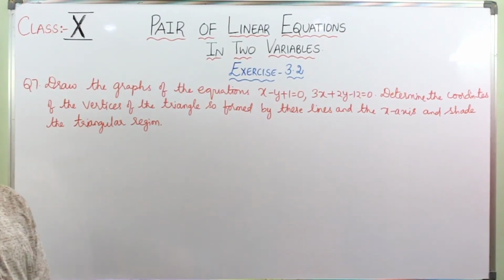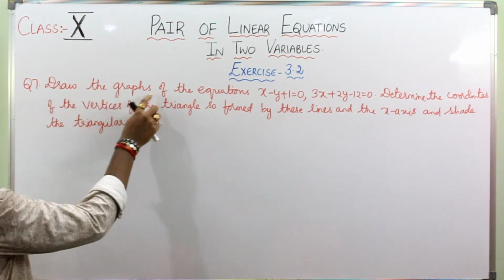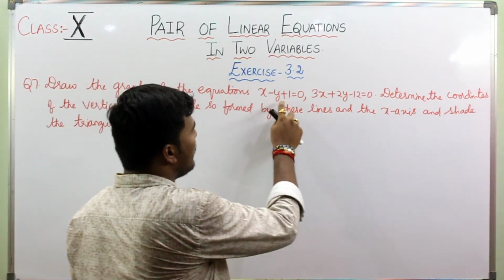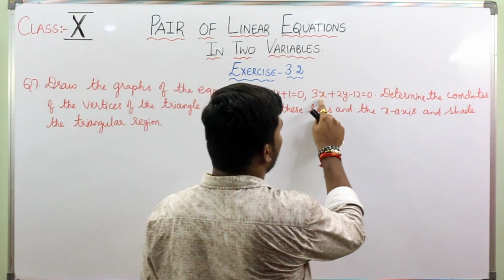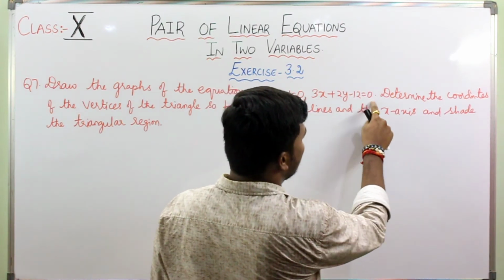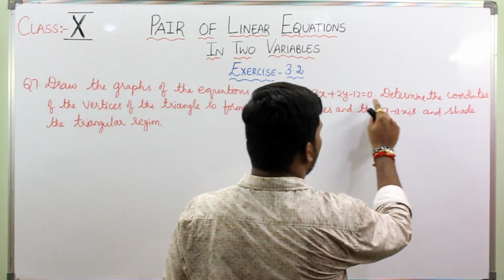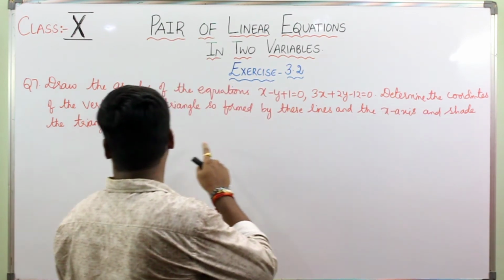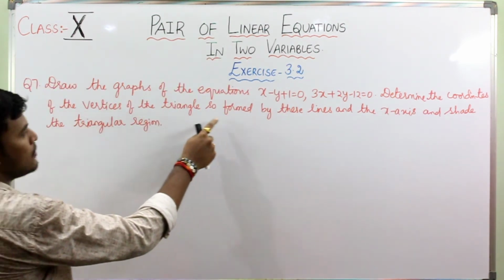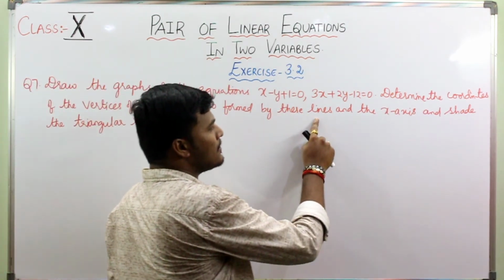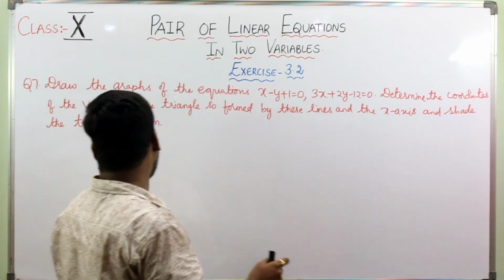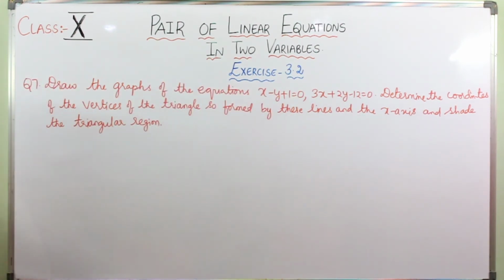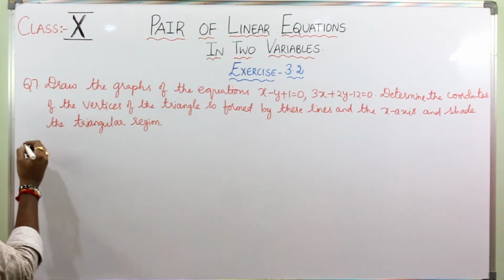Now the last problem of this exercise 3.2: draw the graph of the equations x minus y plus 1 is equal to 0, 3x plus 2y minus 12 is equal to 0. After drawing the graph, determine the coordinates of the vertices of the triangle so formed by these lines and the x-axis and shade the triangular region. So we have to first draw the graph.